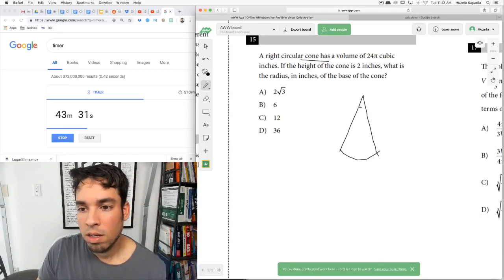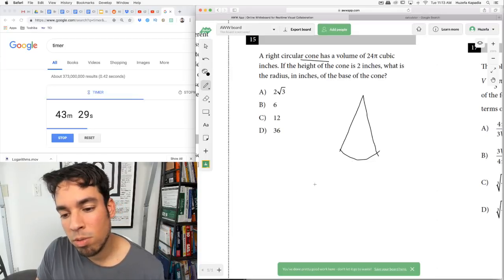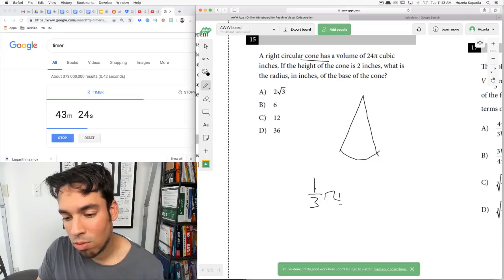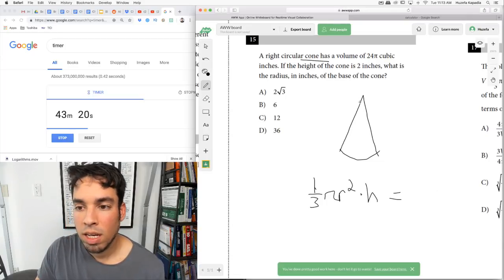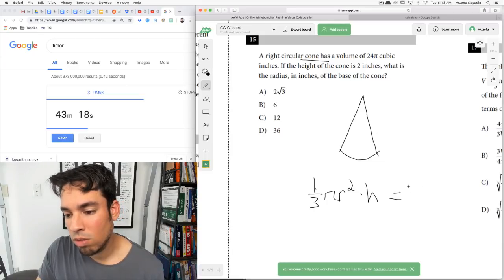Okay. Has a volume. So what is the formula for the volume of a cone? It's 1/3, and this is actually on the SAT, which is why it was so embarrassing I got it wrong. 1/3 pi r squared times height. Okay. Has a volume of, and so this would equal volume, but they give us the volume, so I'm going to put in 24 pi.